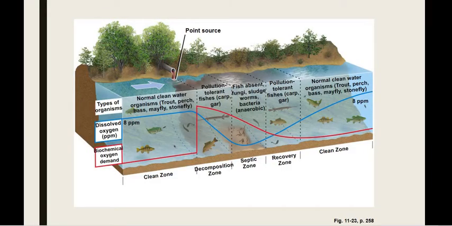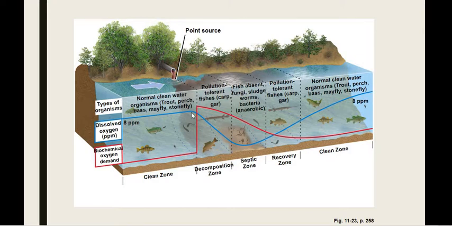So this is an important figure. You can see on the top we have our types of organisms. Below that in blue, dissolved oxygen. So how much oxygen is in the water in ppm, which means parts per million. Underneath that is the biochemical oxygen demand. So we have our point source pollutant, our pipe that's chugging black sludge, brown sludge into the water here. So we have a clean zone upstream where we have normal clean water organisms, which include trout, perch, bass, mayflies, and stoneflies. This is called the clean zone. Everything's hanging out, having a great time.